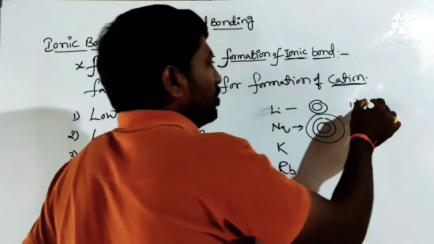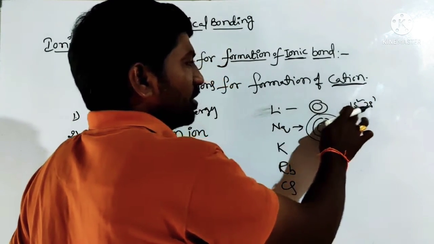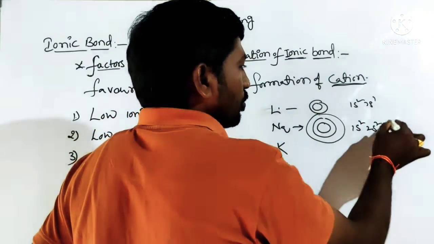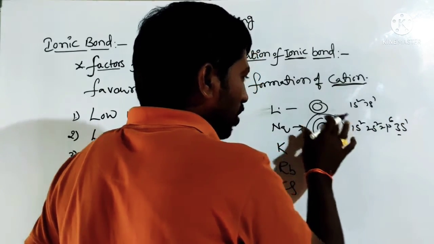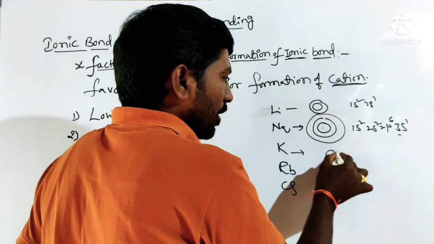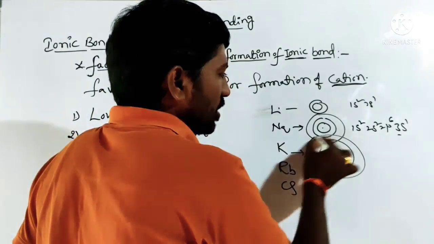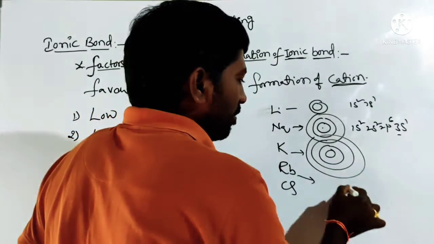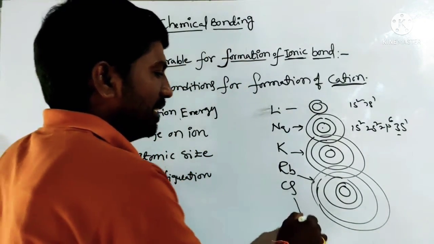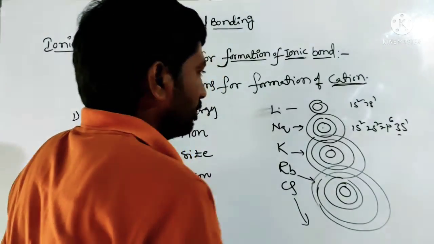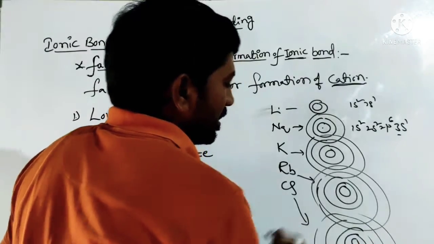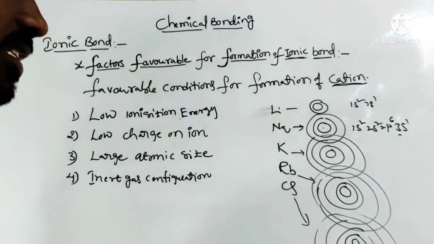Lithium, atomic number 3, is 1s2 2s1, so it has 2 shells: first shell, second shell. Sodium, atomic number 11, is 1s2, 2s2, 2p6, 3s1, so it has 3 shells. Potassium has 4 shells, rubidium has 5 shells, and cesium has 6 shells.